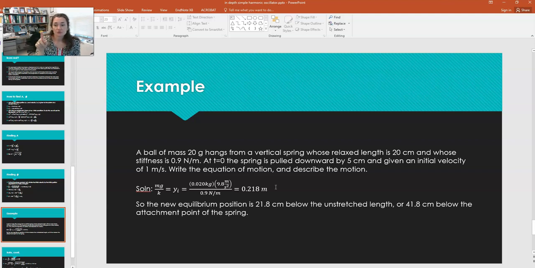Now, since the relaxed length is 20 centimeters, if I think of having a ceiling up here and my spring dangling down, that would mean that if I put my origin at the ceiling where I'm hanging it, my mass would be 41.8 centimeters below the attachment point of the spring, because I've got 20 centimeters for the unstretched length, and then I add on 21.8 centimeters for the stretch when the mass is attached. I hope that's clear.